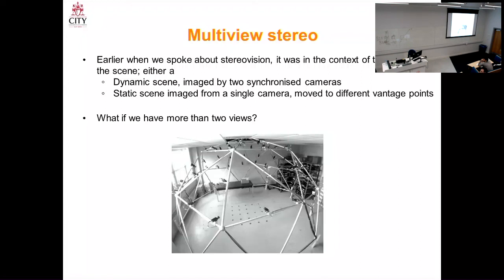You can imagine other scenarios where you have just a static scene, but you use a single camera that gets moved around, so you have a video sequence. So what can you do in an environment like that where you have more than two views?